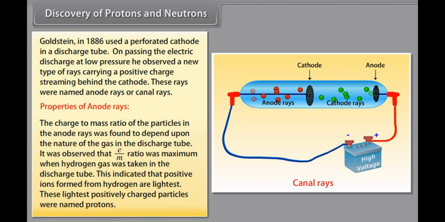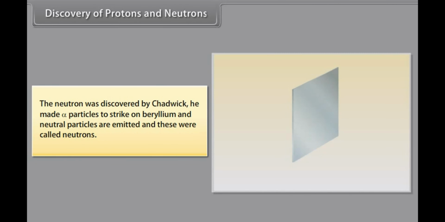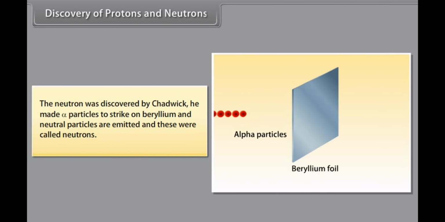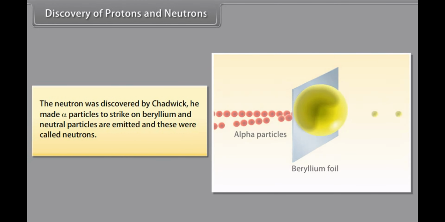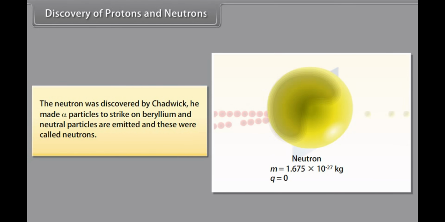It was observed that e/m ratio was maximum when hydrogen gas was taken in the discharge tube. This indicated that the positive ions formed from hydrogen are lightest. These lightest positively charged particles were named protons. The neutron was discovered by Chadwick. He made alpha particles strike beryllium, and neutral particles were emitted, and these were called neutrons.